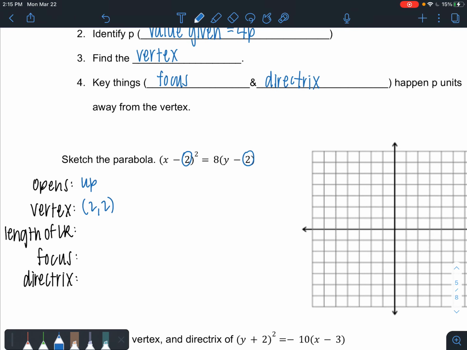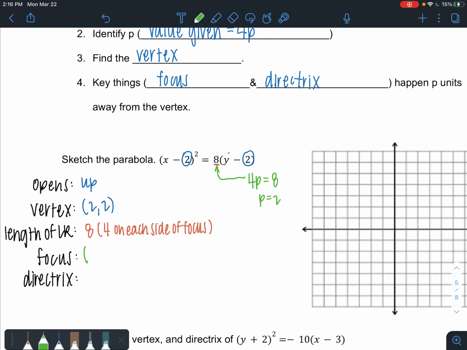All right, so we need to find the length of the LR, which is given to us. It's just that 8 right there. And so that means it's 4 on each side of the focus. All right, then let's go ahead and find our p. So 4p is this right here. Oh, I don't know how I did that. So 4p is equal to 8, making p equal to 2.